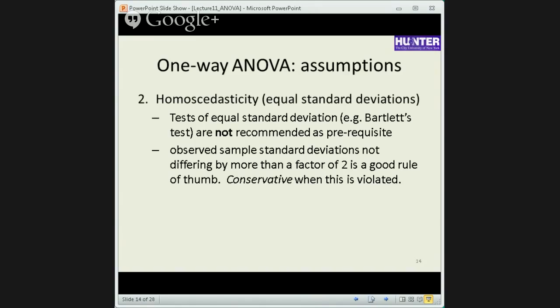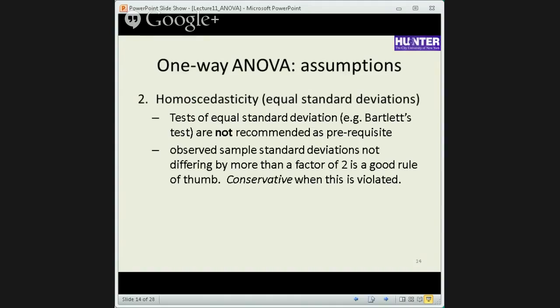This is a new assumption, homoscedasticity, and this is similar to the equal variances t-test that we did before, where we assume that we have a pooled standard deviation between the 2 groups. We always make this assumption with ANOVA. So that means that each of your populations has the same standard deviation.